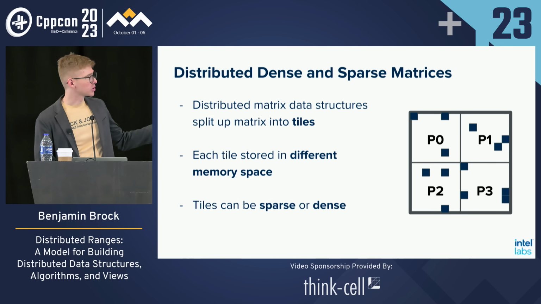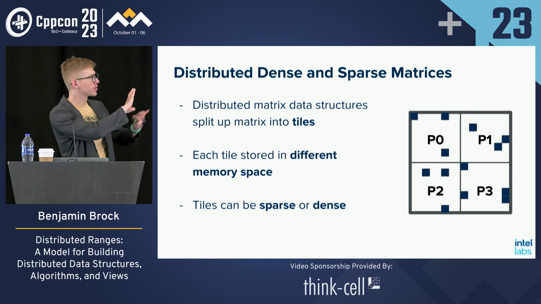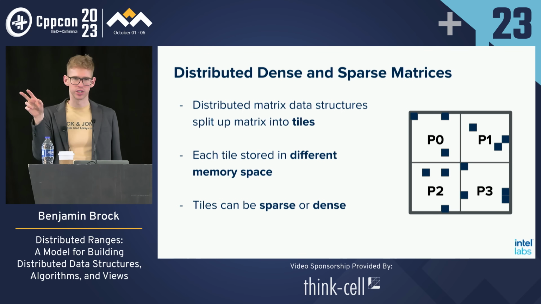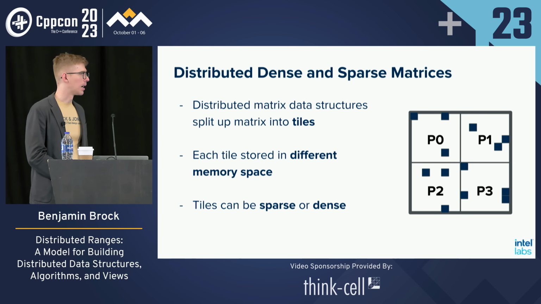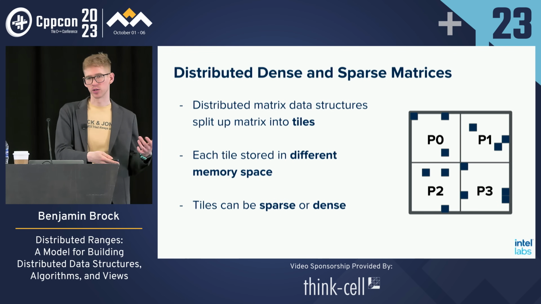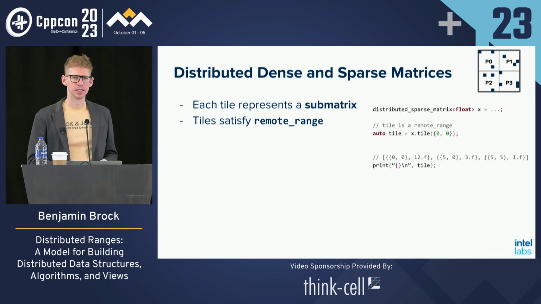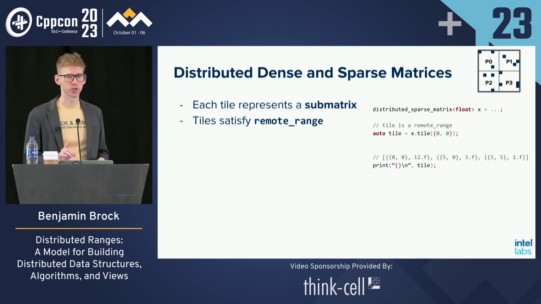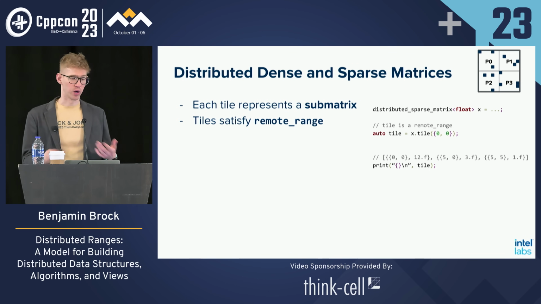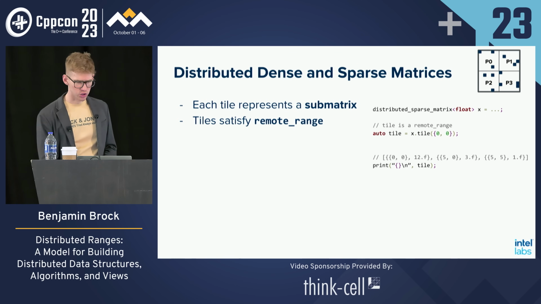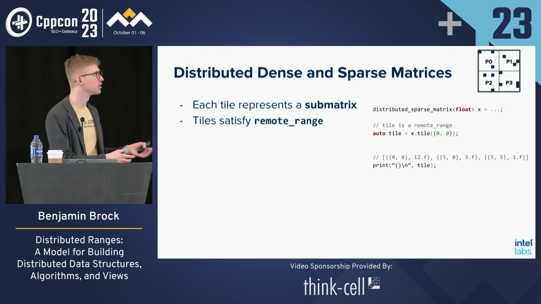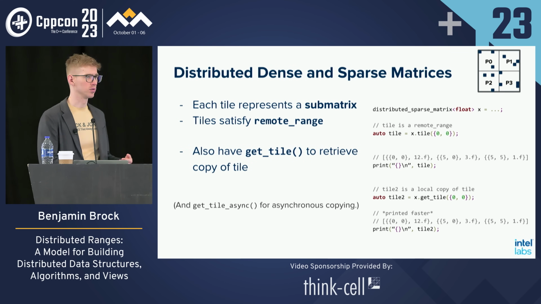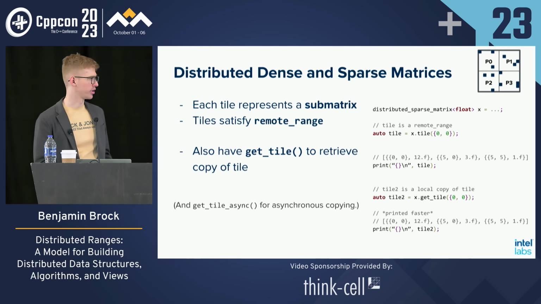So distributed dense and sparse matrix data structures typically split up your data into a series of tiles. You partition your matrix into tiles, and then each tile is going to be stored in possibly a different memory space. These tiles could be sparse if you have a sparse matrix, or they could be dense. Each tile represents a submatrix of your matrix. And in a distributed matrix, we can say that each tile satisfies remote range, so that if we have a particular tile, we can ask where that tile is, and you can also do things like copy the tile to your local memory space so you can operate on it more efficiently.